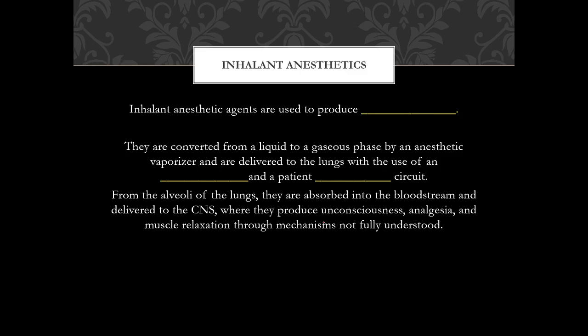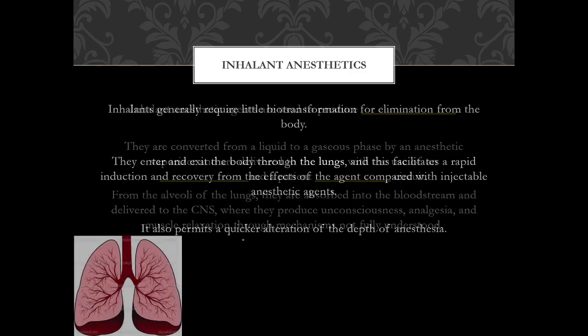Inhalant anesthetics are used to produce anesthesia, right? Or unconsciousness. They're converted from a liquid to a gaseous phase by an anesthetic vaporizer and delivered to the lungs with the use of a delivery or anesthetic machine and a patient breathing circuit. From the alveoli of the lungs, they are absorbed into the bloodstream and delivered to the CNS, where they produce unconsciousness, analgesia, and muscle relaxation through mechanisms we don't fully understand.